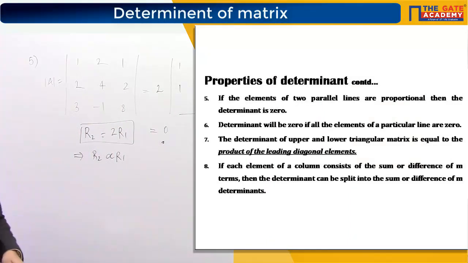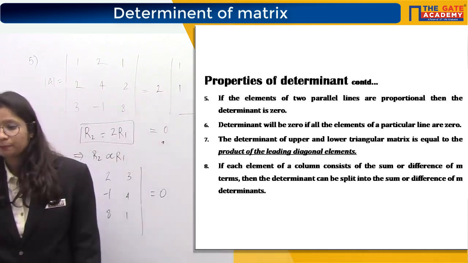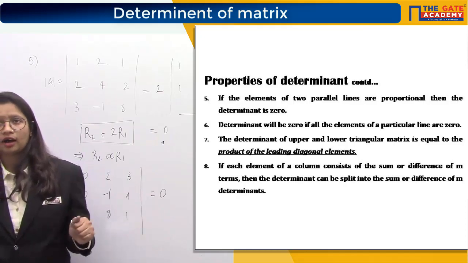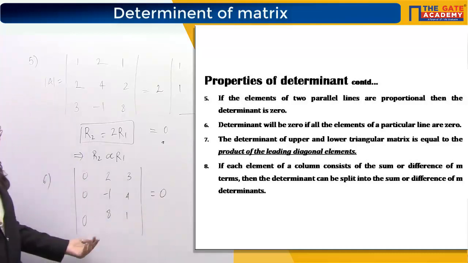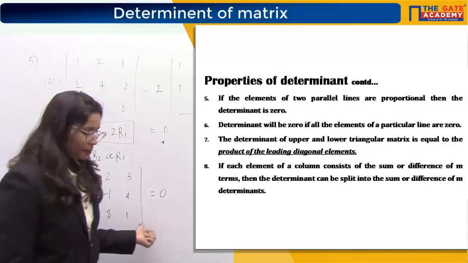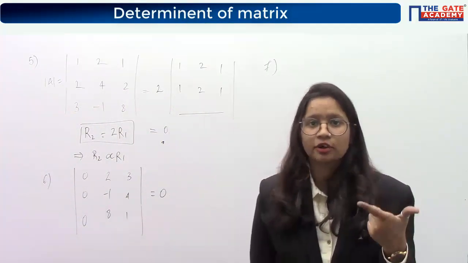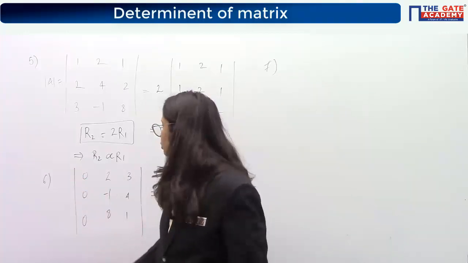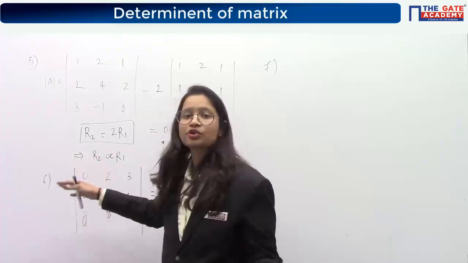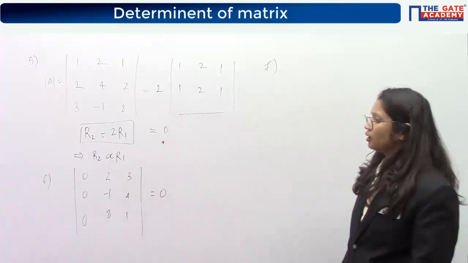So write down this example and the next property. Yes, next property is quite easy. Determinant will be 0 if all the elements of a particular line are 0. So in this case, all the elements are 0. And it should be obvious, because we have seen that it is nothing but the product of the elements with the corresponding cofactor. So if I select this column along which I expand the determinant, it will be 0 into its cofactor plus 0 into its cofactor plus 0 into its cofactor. Again it will be 0 only. Okay, quite an easy property.